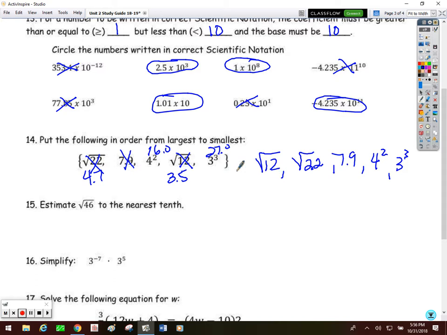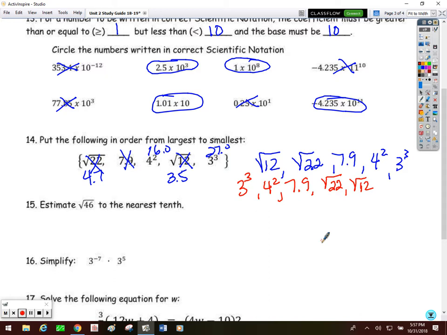So there they are in the order from largest to smallest, and I just sat here and did it completely backwards, didn't I? Okay, so what we need to do is, and I do apologize, I did what you guys do sometimes, I get in a big hurry just like you do. So let's fix this from largest to smallest, which means we need to reverse the order, and I am so sorry. So the bigger number is 3 to the third, and then we have 4 squared, and then we have 7.9, and then we have the square root of 22, and then we have the square root of 12.